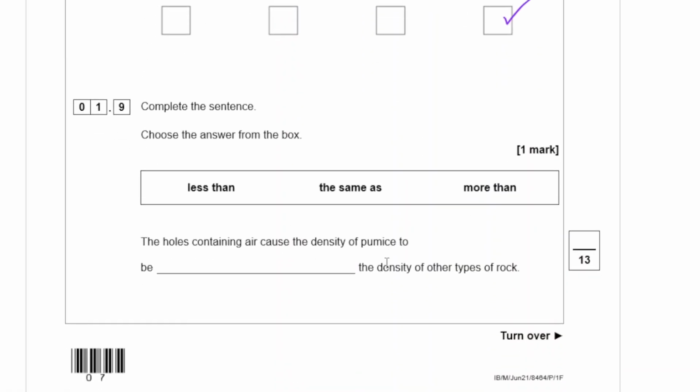Complete the sentence. The holes containing air causes the density of pumice to be less than the density of other types of rocks. Because remember, density depends on mass and volume. Having air means that it will have more volume. Yes.